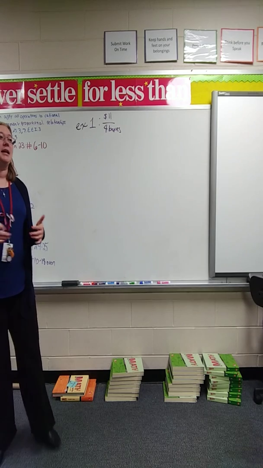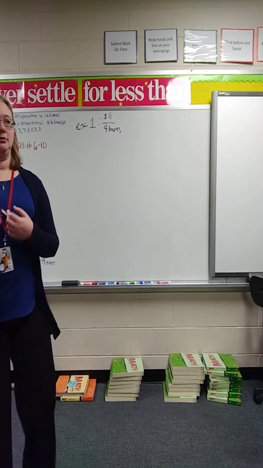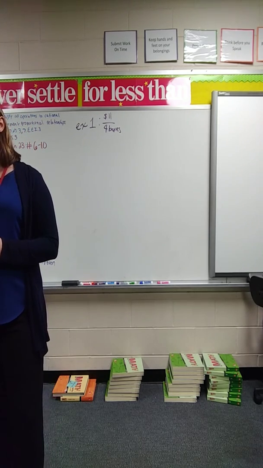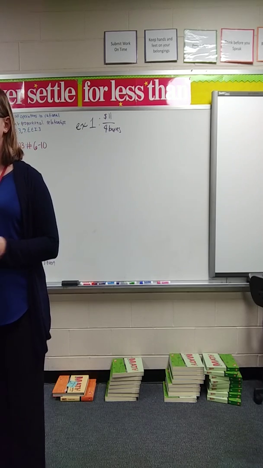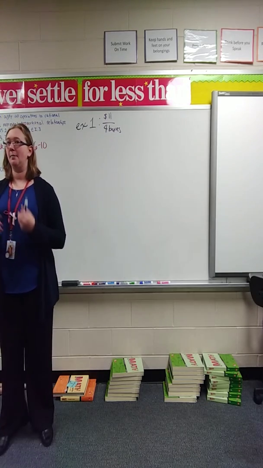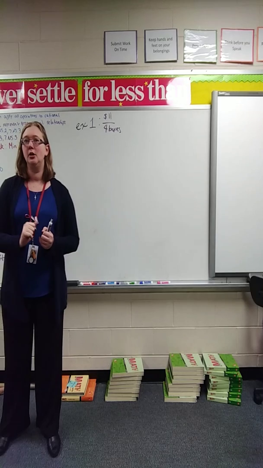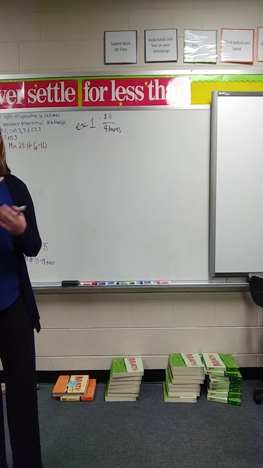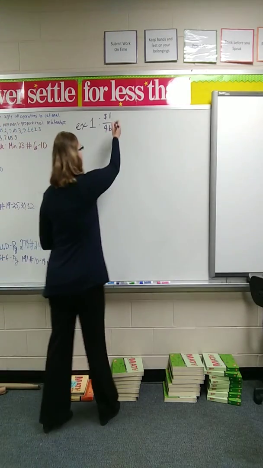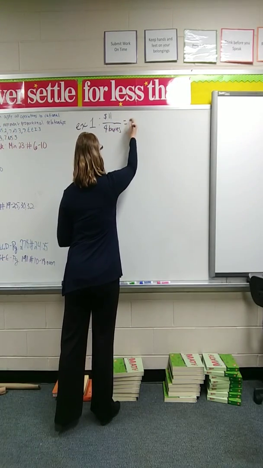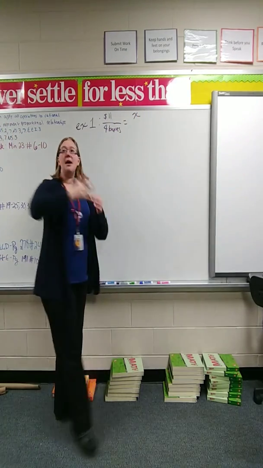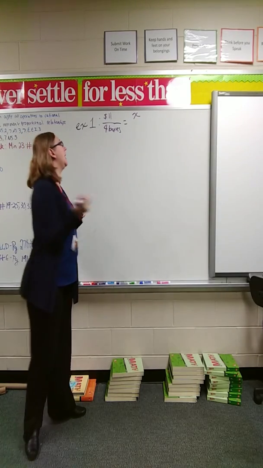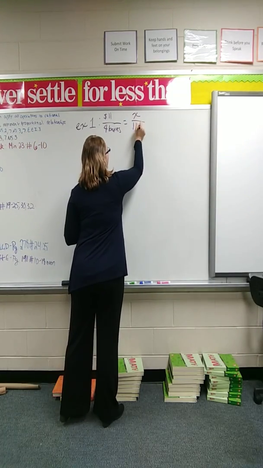I'm going to start by setting this up as a proportion because we're finding the cost of 1 box of cereal. Does it make more sense to figure out how many boxes you get for $1 or how much you pay per box? How much you pay per box? Okay? So that's some amount of money, we'll call that the variable x, over 1 box.